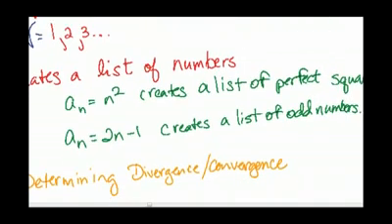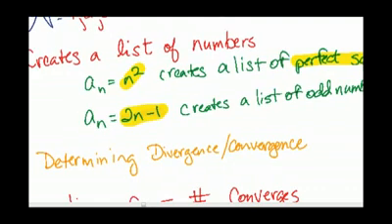So if I have a sub n equals n squared, for instance, what that's going to do is create a list of perfect squares. 1, 4, 9, 16, and so forth. This one will create the odd numbers. Plug in a 1 there, you get 1. Plug in a 2 there, you get 3, 5, 7, 9, whatever the case may be.